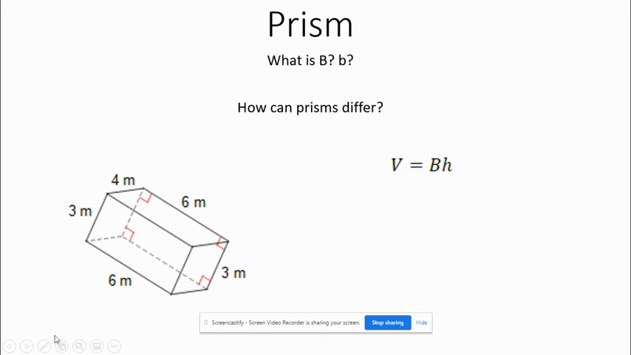Okay, the main thing that is going to be different is that capital B is going to be the area of the base. This is a very subtle difference, so you've got to watch out. So this is the area of the base, and so it is in square units.